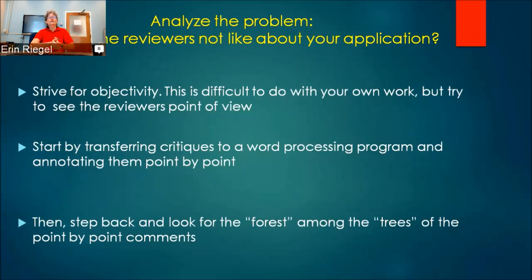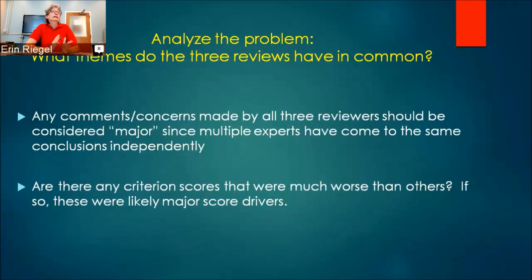You're going to have to look for what the big picture concerns are, what are the major concerns, and address them specifically. That doesn't mean you should ignore the other criticisms, but you might just change those in the body of the grant without pointing out to the reviewer you have changed them. All right, so when you're analyzing this problem, you're looking for the themes that those 3 reviews have in common. Particularly, you want to emphasize anything or comments or concerns that were made by all 3 reviewers, because those are major, because multiple independent experts of the field came to the same conclusions independently.